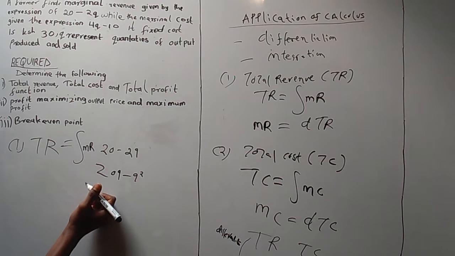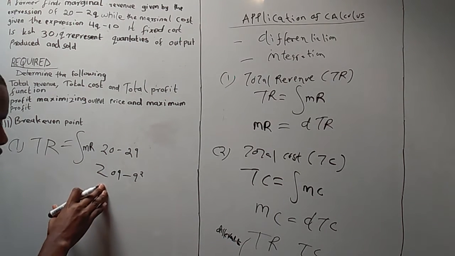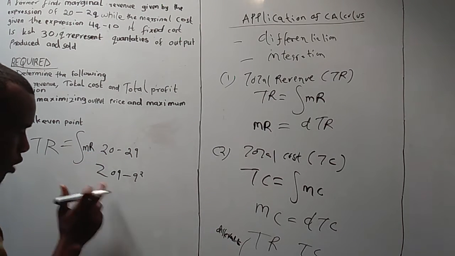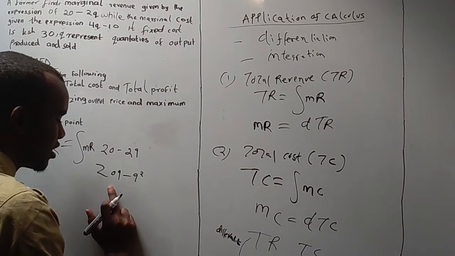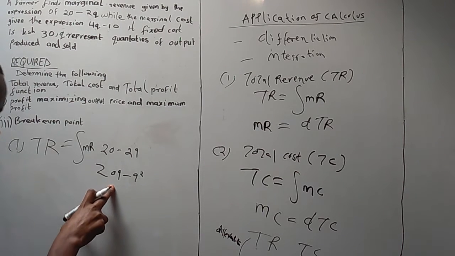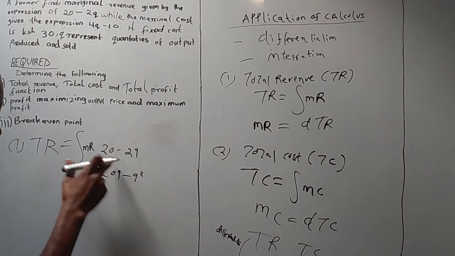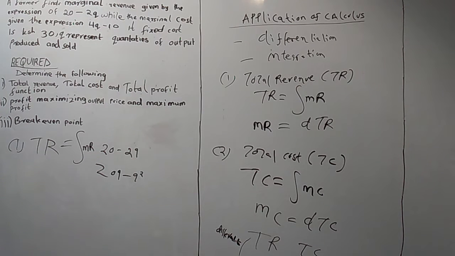If you have this total revenue and you are asked to calculate the marginal revenue, you differentiate it. If we differentiate 20Q, we have 20, and the second term comes to minus 2Q.